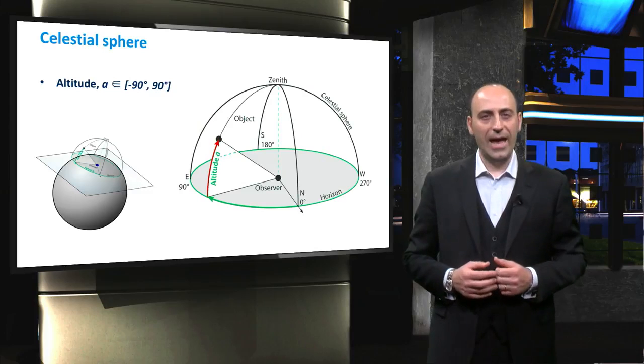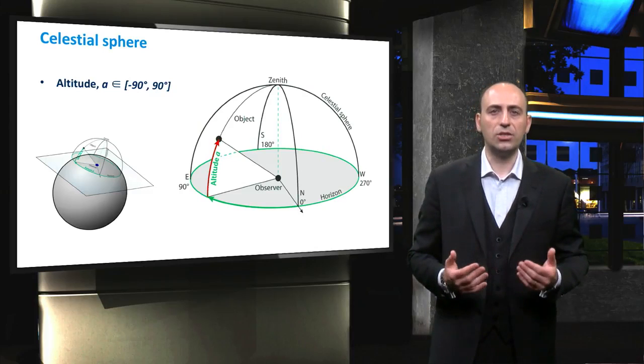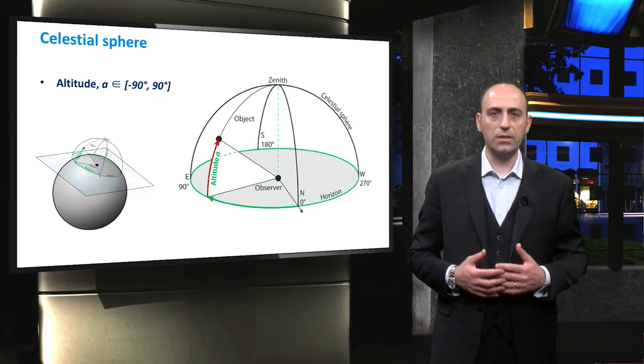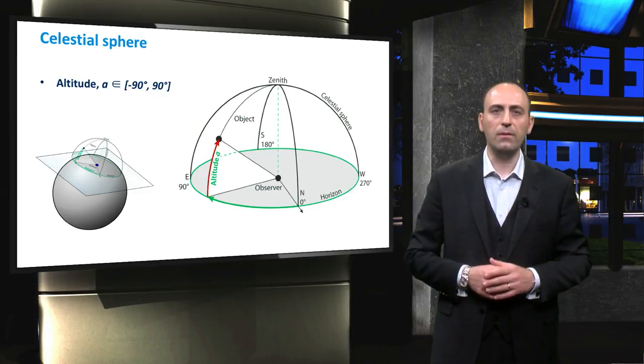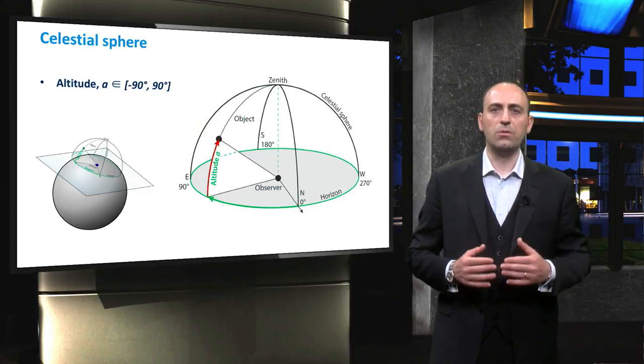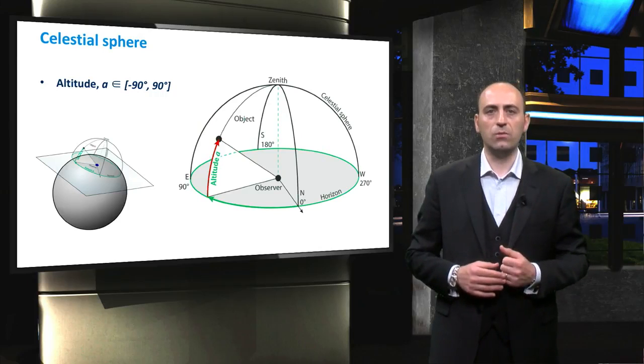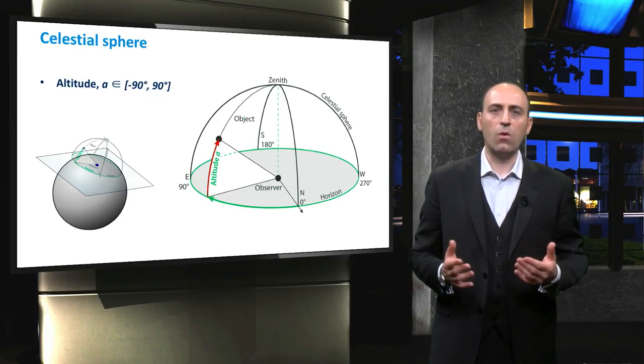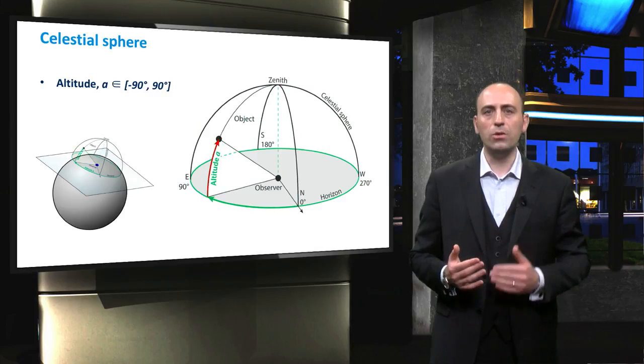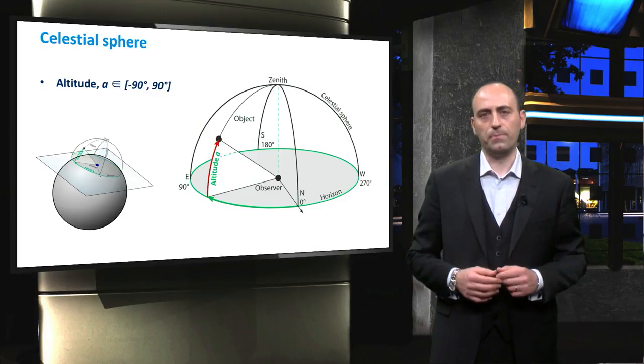The altitude a, which is the angular elevation of the center of the solar disk above the horizontal plane. Its angular range is between -90 and +90 degrees, where negative angles correspond to the sun being below the horizon and thus during night.